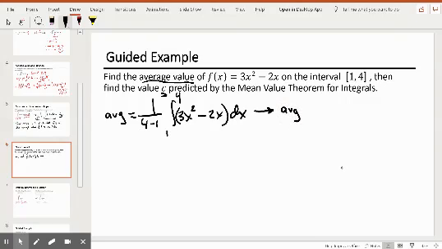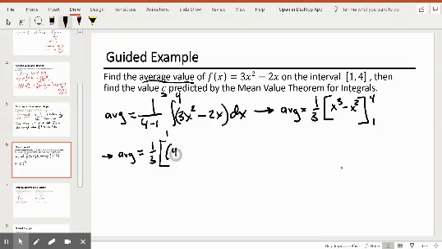We can say that the average is equal to 1/3 times the antiderivative, which is going to be x cubed minus x squared, and the bounds of integration are 1 to 4. The average value is 1/3, and in here we have 4 to the third minus 4 squared. And then we're going to subtract 1/3, 1 to the third minus 1 squared.